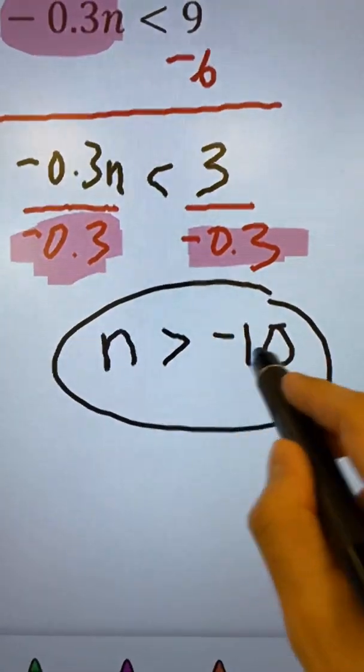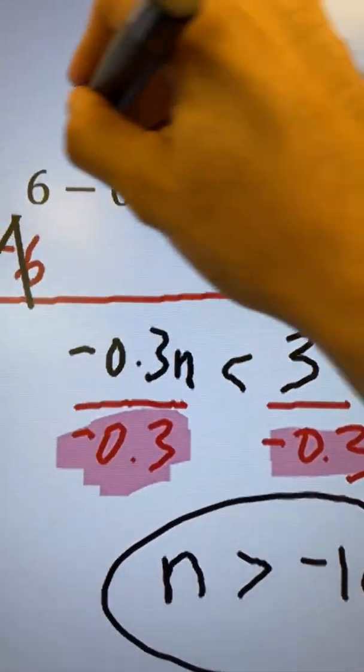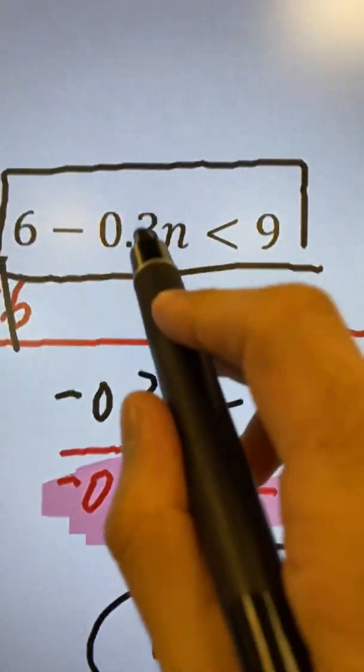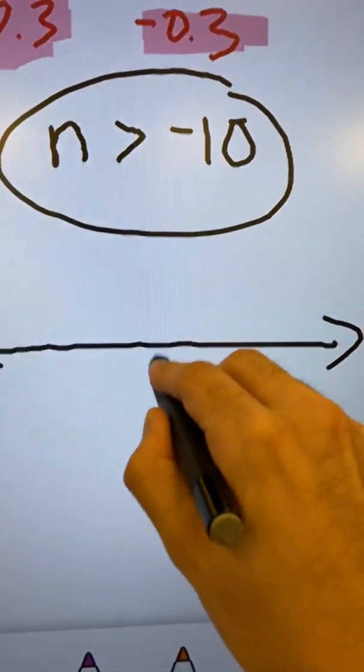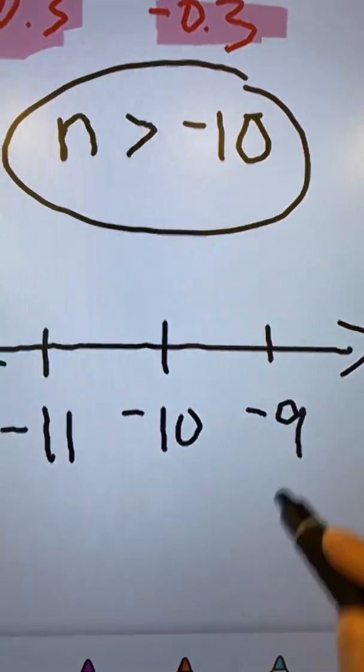So any number bigger than negative 10 will be a solution. So if I ignore this work that I did, it'll be a solution to this inequality up here. So any number bigger than negative 10 will make this inequality true. And now I'm just going to graph it. So I'll put negative 10 in the middle. I'll put a number before and after, so negative 11, negative 9.